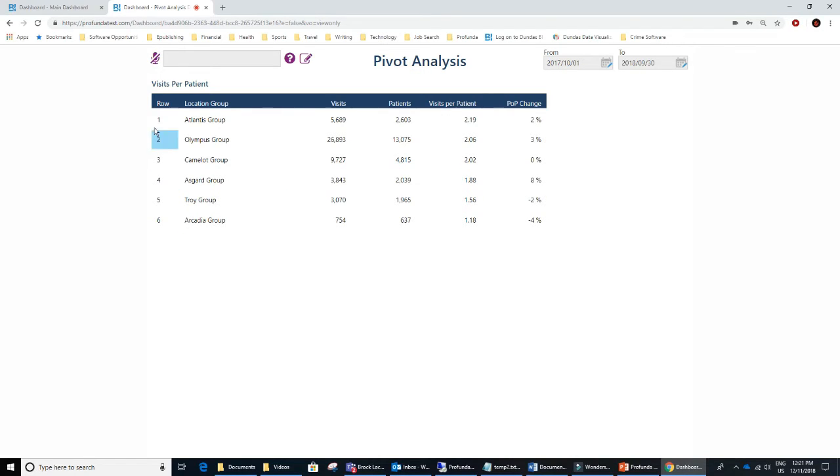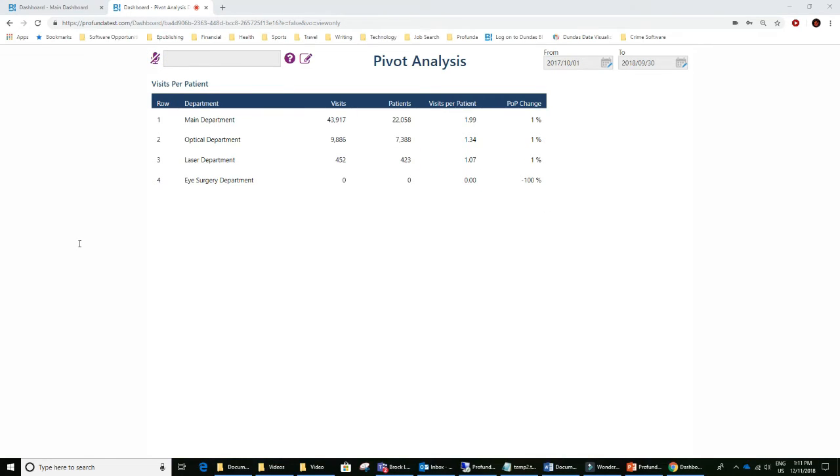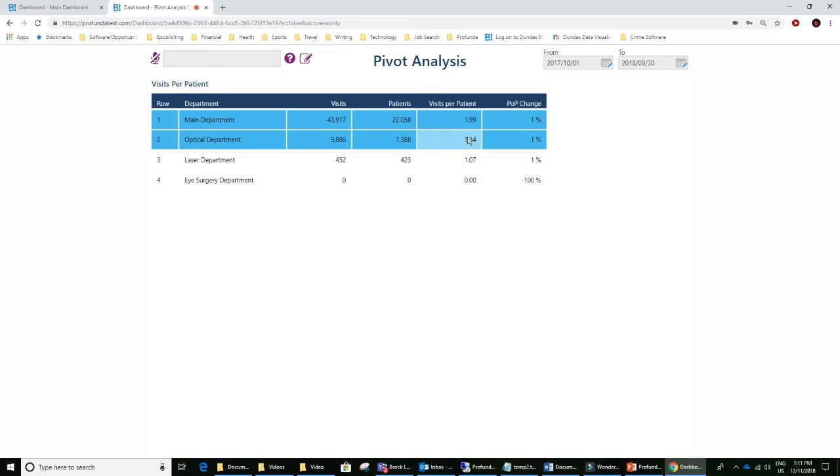But as you can see, there is not much difference in visits per patient between these two location groups. What about departments? Change column department. Again, we see quite a substantial difference between the visits per patient values for the main department versus the optical department. If these differences are of interest to us, we can start a new analysis loop by comparing row 1, the main department, to row 2, the optical department.